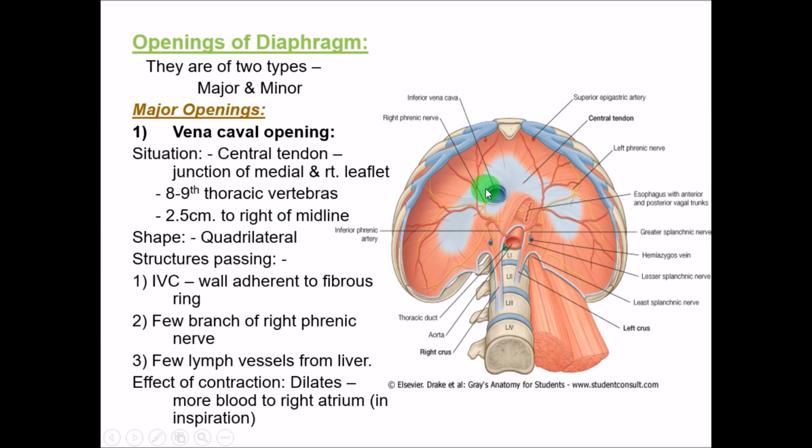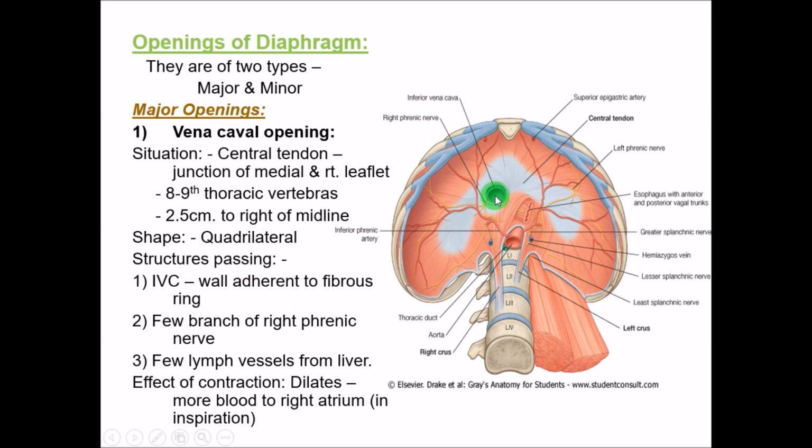What are the structures passing through this vena cava opening? The main structure, as the name indicates, is the inferior vena cava. Its wall will be totally adherent to the fibrous ring formed by the central tendon. Few fibers of the right phrenic nerve also come through this way. If you can see here, this is the right phrenic nerve, which is also coming along with this inferior vena cava. And few lymph vessels from the liver will be entering into the thorax from the abdomen.